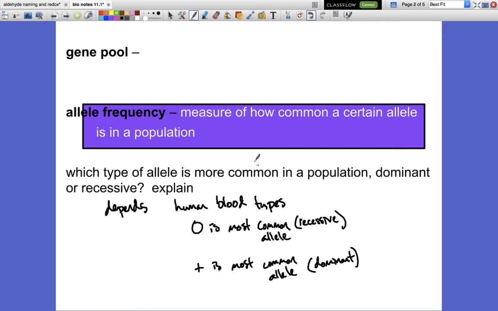So I like to use the human blood type example because it's one example and it explains both things, right? O is the most common trait and it's a recessive one. Positive is the most common trait and it's a dominant one. More alleles are O in our population than anything else. More alleles are positive in our population than anything else. So you can have both answers in the same example.